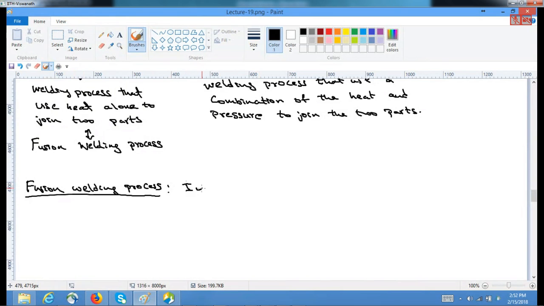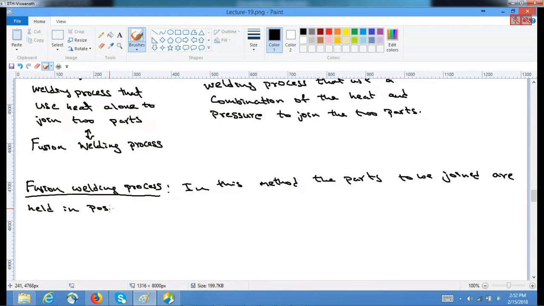In this method, the parts to be joined are held in position and molten metal, using the parent or filler, is supplied to the joint. Filler means an external filler.